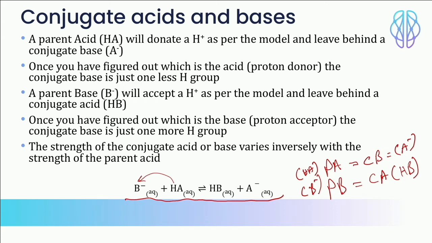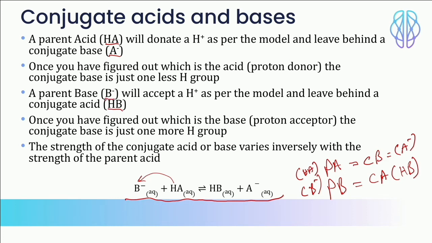A really easy way is just to know the fact that the conjugate base is a parent acid just without a H. So if you look at the difference between HA and A-, it's just HA without the H. And the parent base is just the conjugate acid without a H, which makes sense because it's the H that the parent acid has lost.